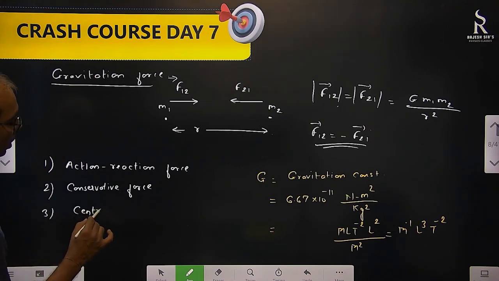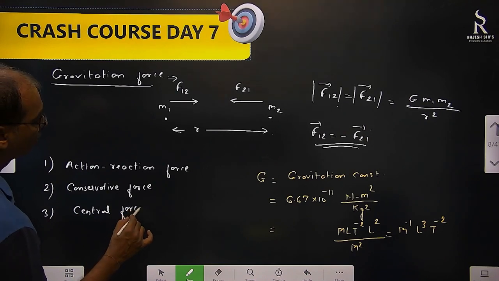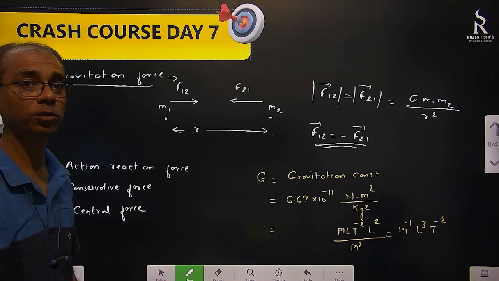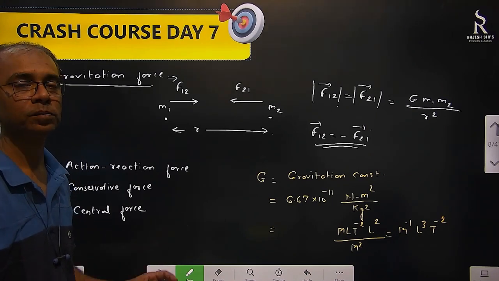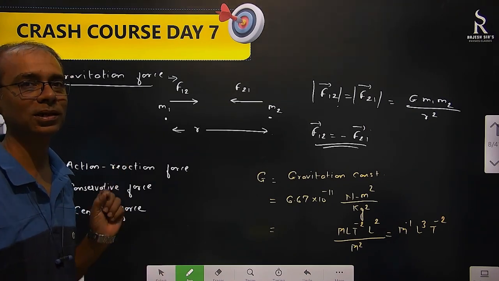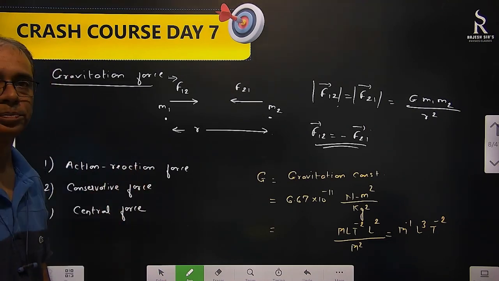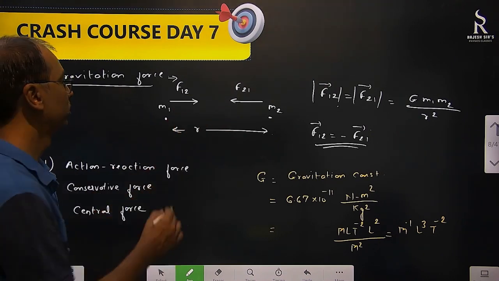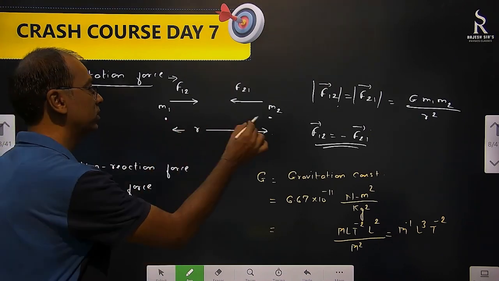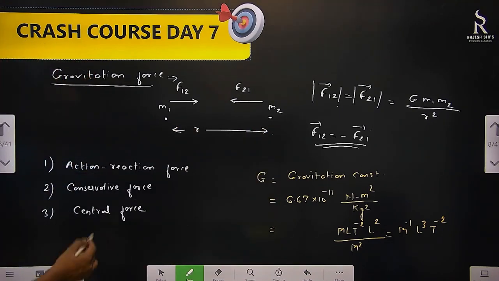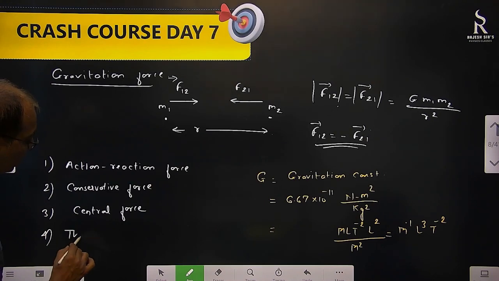That means the direction of this force is always along the line joining the two masses. Suppose a bigger spherical object is there, then where is its mass? At its center. So from center to center it acts, along the line joining the two masses. That's why it's called central force. So action reaction force is there, conservative force is there, central force is there. Then this force does not depend on the medium between them.